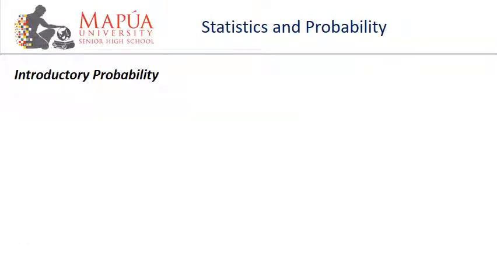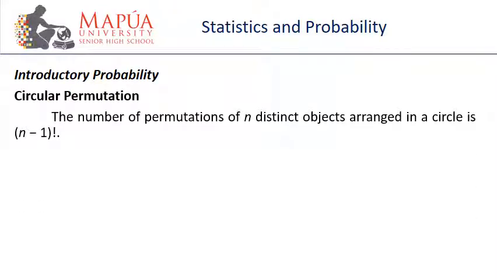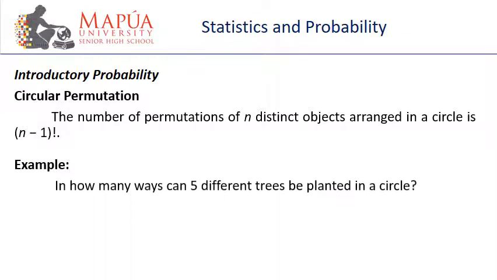And finally, the last type of permutation is the circular permutation. The number of permutations of n distinct objects arranged in a circle is n minus 1 factorial. So let's say, for example, in how many ways can 5 different trees be planted in a circle? Here, you let n be equal to 5, so that applying it into the formula of circular permutation, it will be 5 minus 1 factorial, equal to 4 factorial, equal to 24 ways.